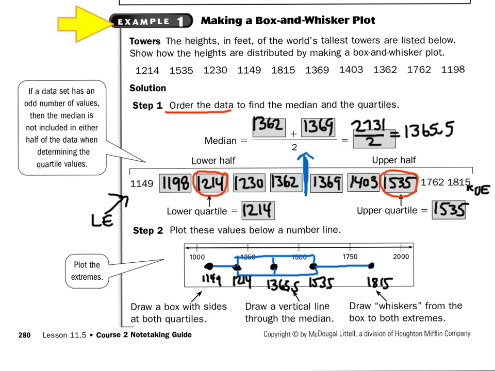Now you'll notice I switched to my blue, and what you want to do is make a box around the second to fourth dots, and then you put a vertical line through the median. And then you extend the whiskers out, just like I did, okay? And that's how we make a box and whisker plot.